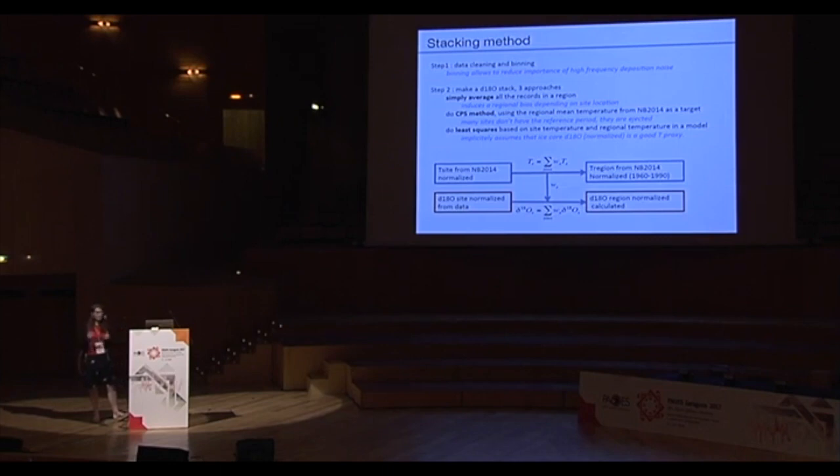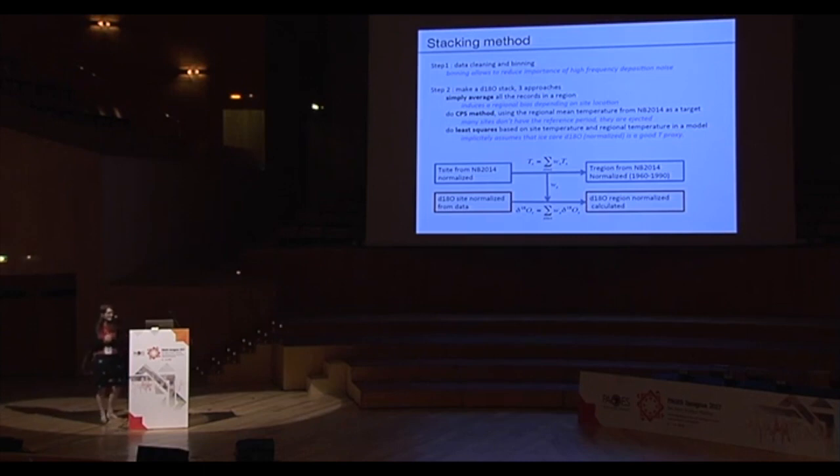Then we tried stacking our data. The first thing we did was to clean and bin it. We binned it in 5-year averages, and that's important to us because there is a lot of deposition noise in the ice cores, and binning by 5 years allows us to not need replicate cores. Then we made a stack, and we had 3 approaches.